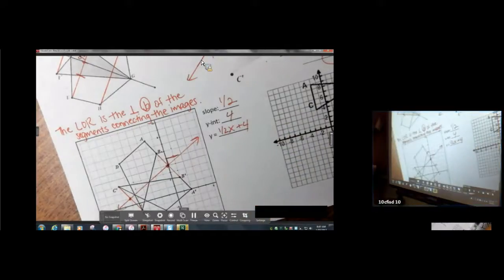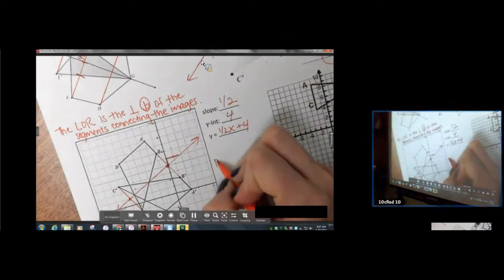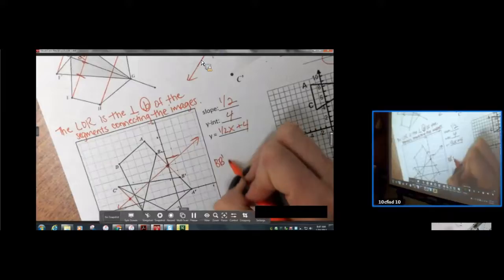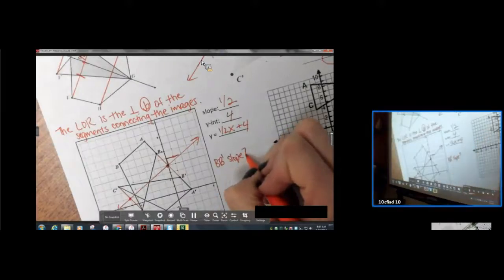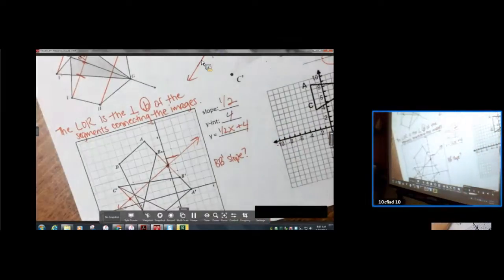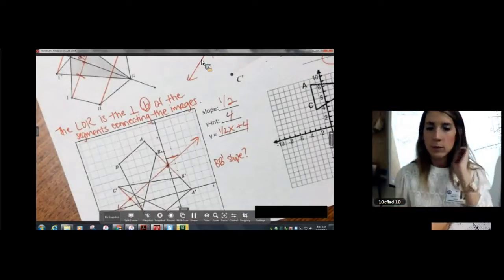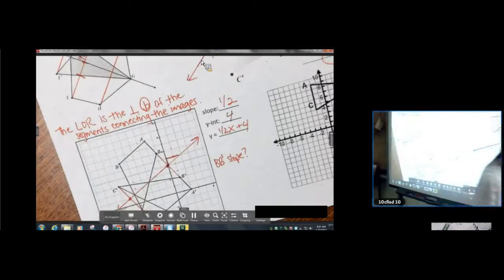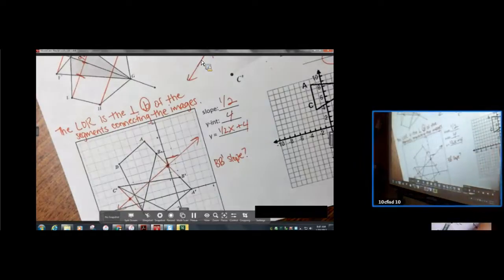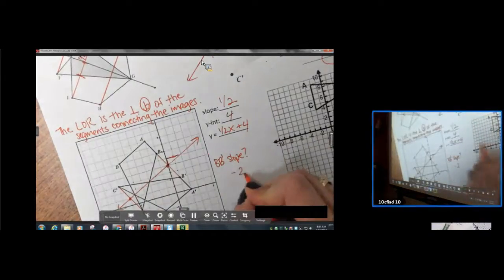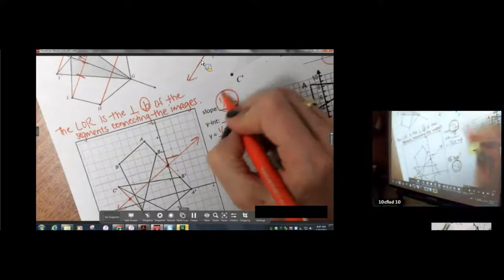Now, I want you to stop real quick and tell me what the slope of B prime is. What is the slope of segment B prime? Okay, good job. So the slope of that line is -2. What is the relationship between this number and this number?